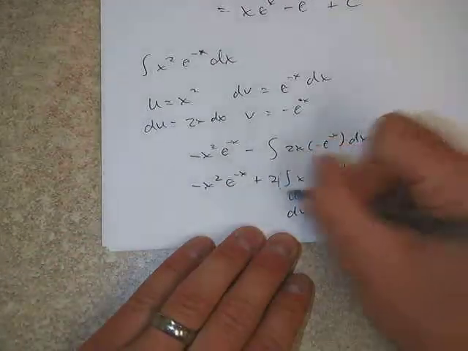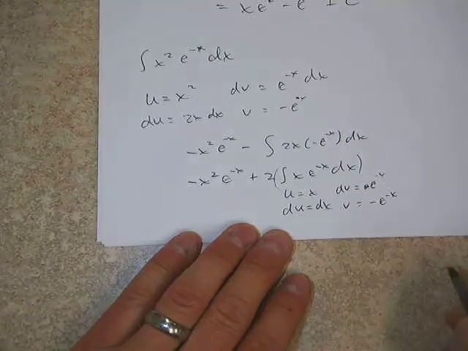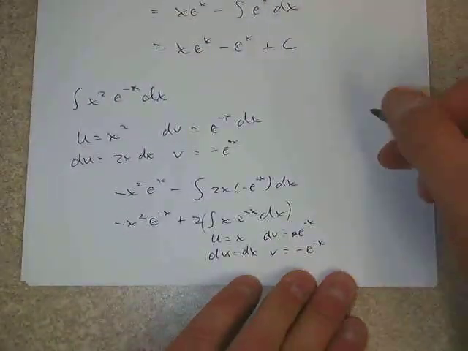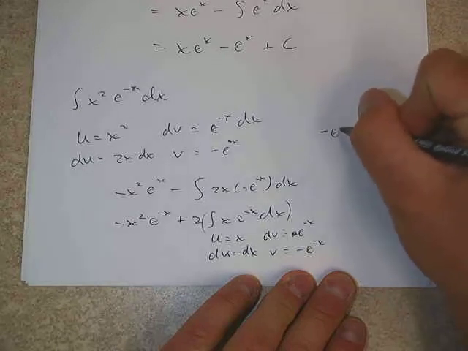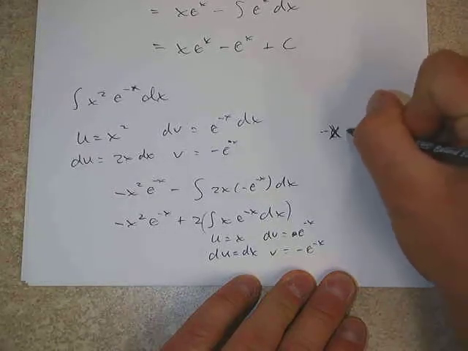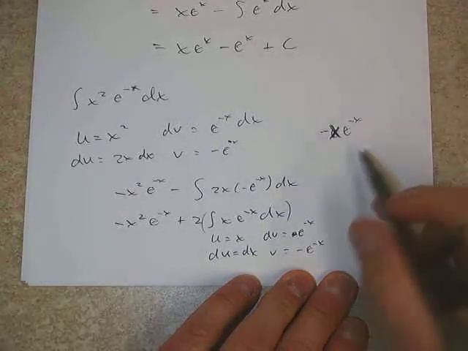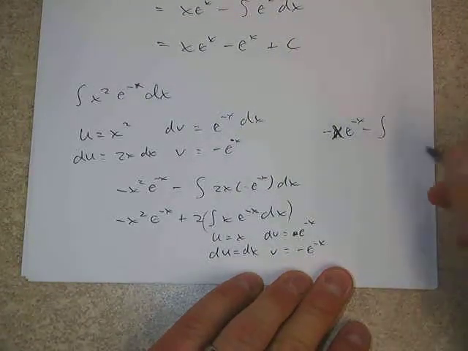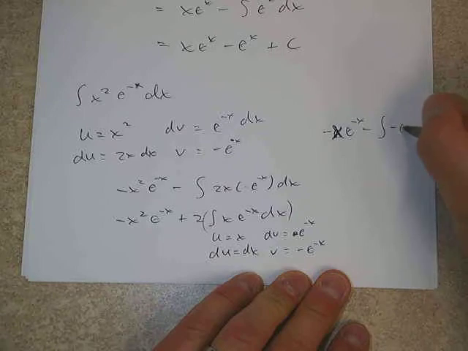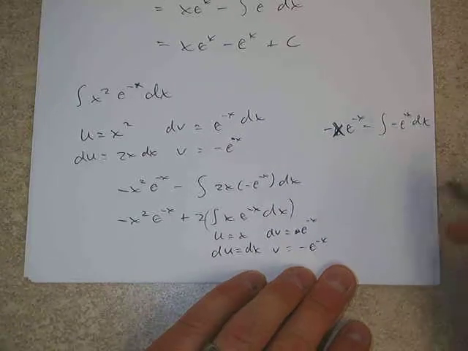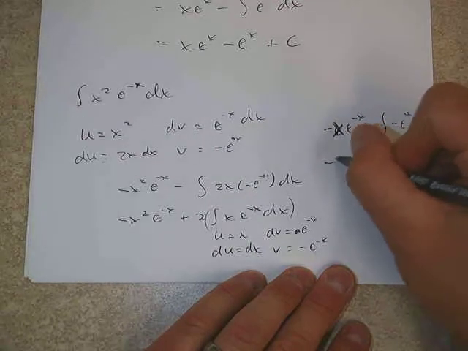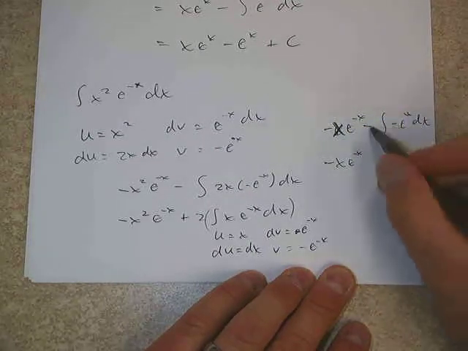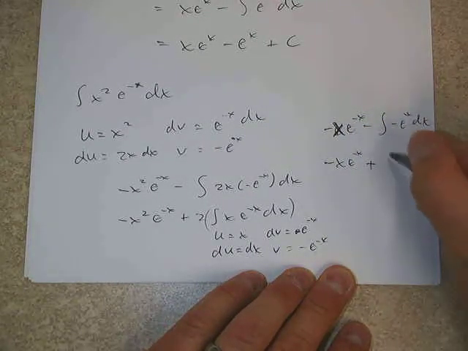Keep in mind this part's already done, so this is going to be added to whatever we get for this integral right here. This integral is going to be handled by integration by parts, so we'll do that over here on the side. Our uv in this case is going to be x times negative e to the negative x, so negative x e to the negative x, u times v. And then minus the integral of v du. In our case, it's going to be negative e to the negative x dx.